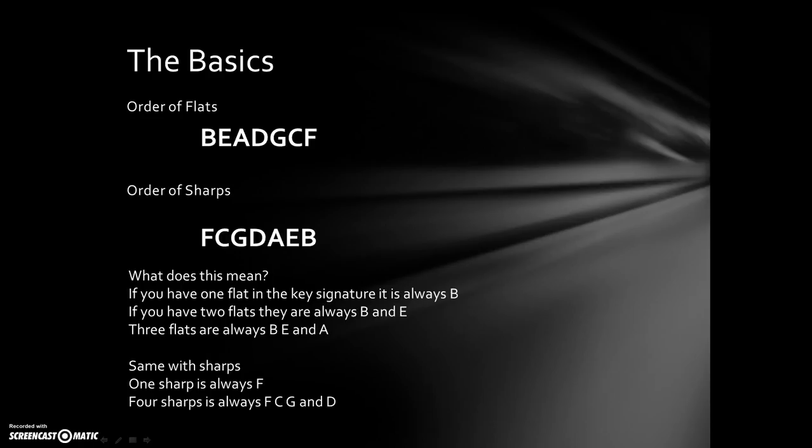What does this mean? If you have one flat in the key signature, it is always B, because B is the first in the order. If you have two flats, they are always B and E. Three flats are always B, E, and A, and it goes on from there. It's the same with the sharps. One sharp is always F, four sharps is always F, C, G, and D.